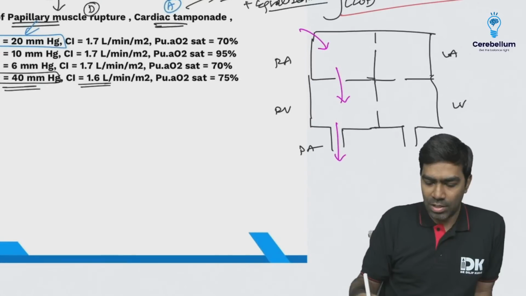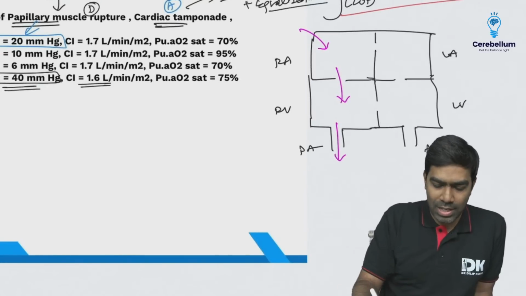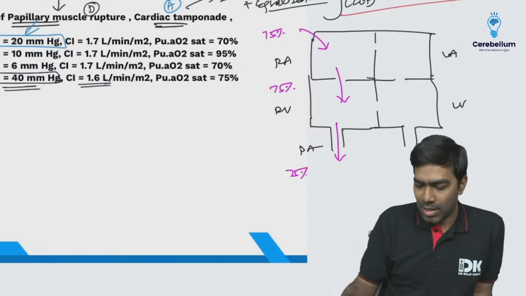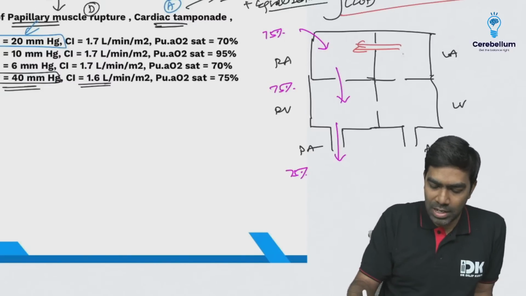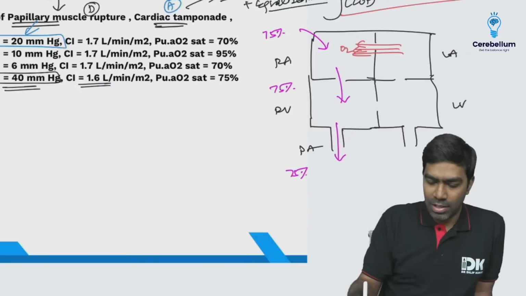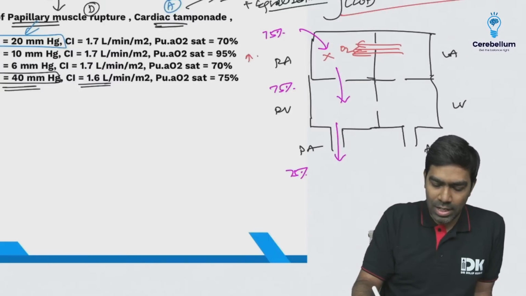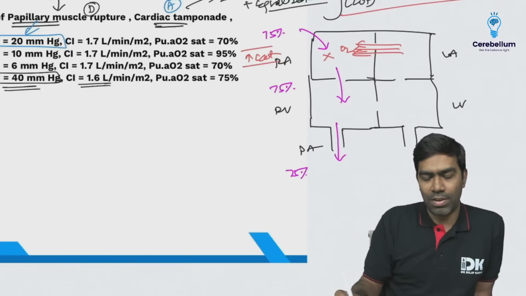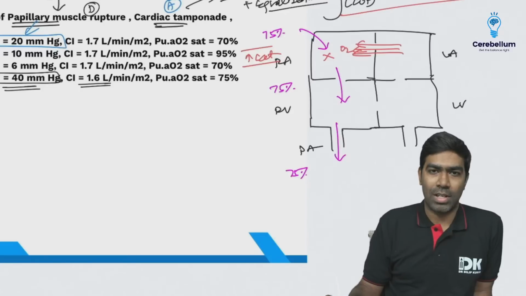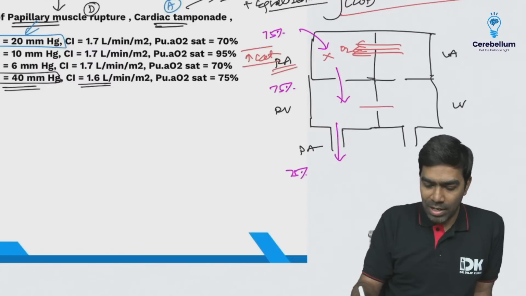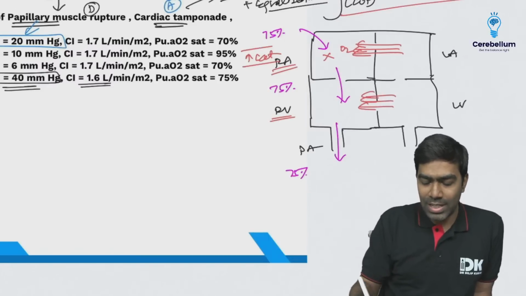So what will be the saturation? In the pulmonary artery, whatever may be the saturation. Here the saturation will be 75%, here also it will be 75%, here also it will be 75% because it's venous blood, desaturated blood. Suppose there is an ASD and there is blood that is mixing in the right atrium. So this oxygenated blood is going to increase the saturation from 75% to maybe even 80 or 90% if it's an ASD. So in right atrium you will see a step up of saturation. Similarly, if there is a VSD, you will see a step up in saturation.